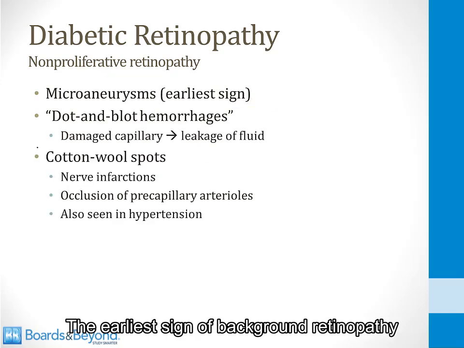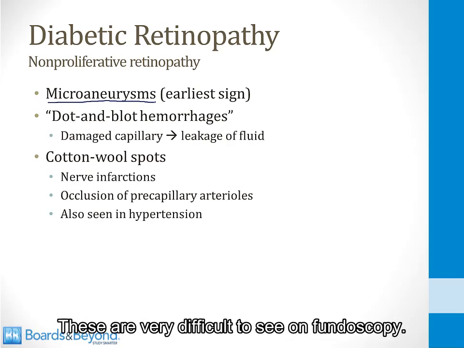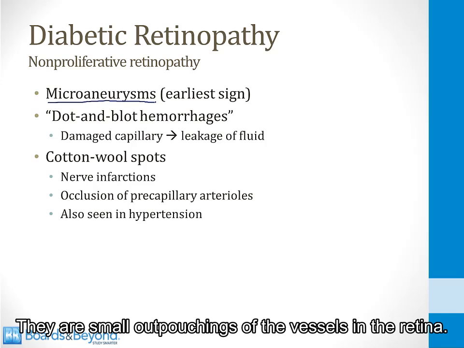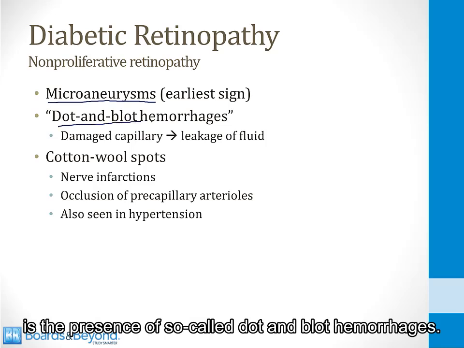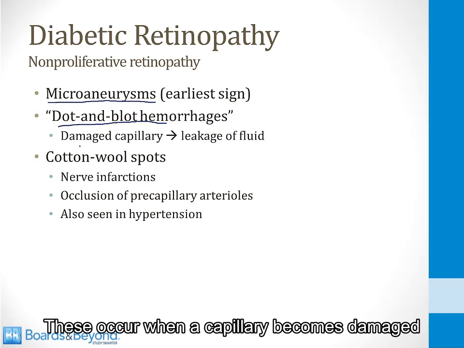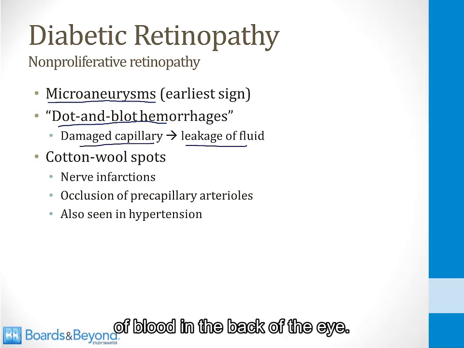The earliest sign of background retinopathy is the development of microaneurysms. These are very difficult to see on fundoscopy. They are small outpouchings of the vessels in the retina. Another finding of background retinopathy is the presence of so-called dot and blot hemorrhages. These occur when a capillary becomes damaged and it leaks some fluid and you see small areas of blood in the back of the eye.